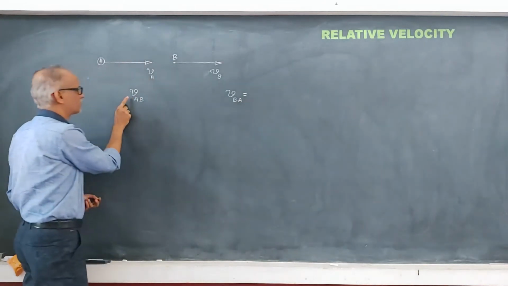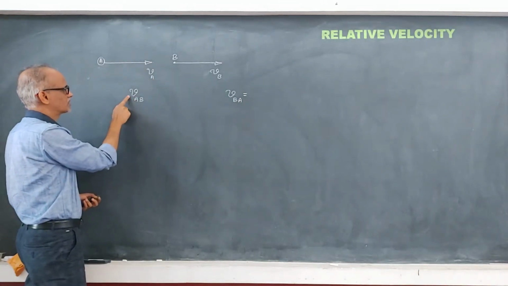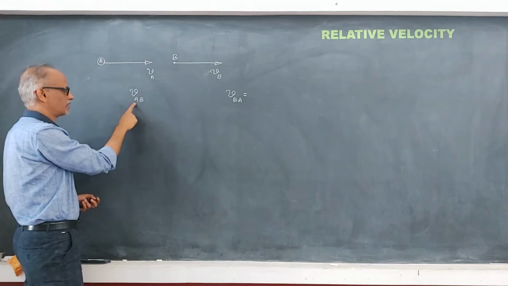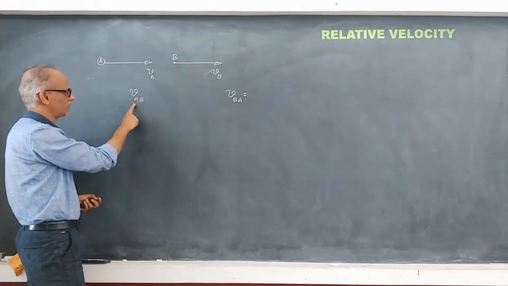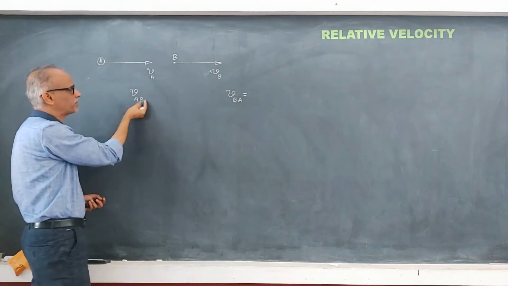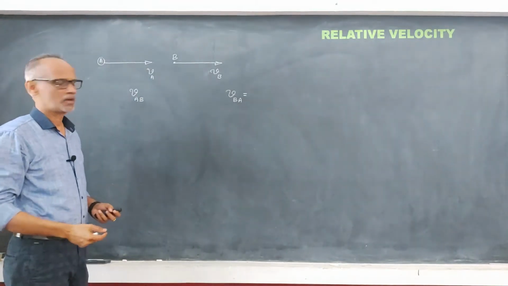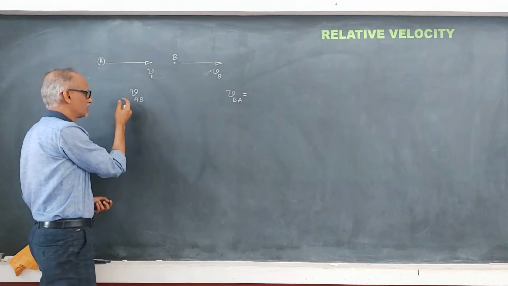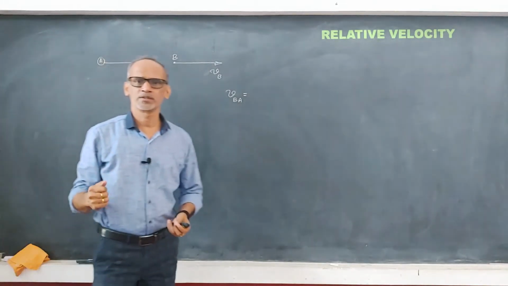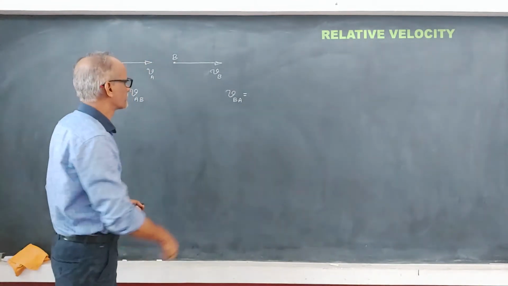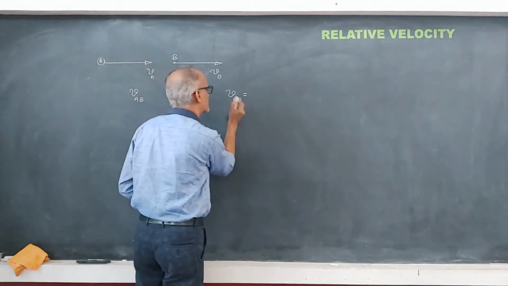So, what is the meaning of VAB? We read it as the velocity of A with respect to B. That means the velocity of A as observed by B, how the velocity of the first body appears to the second. That is the meaning of velocity of A with respect to B. Similarly, VBA is the velocity of B as observed by A.